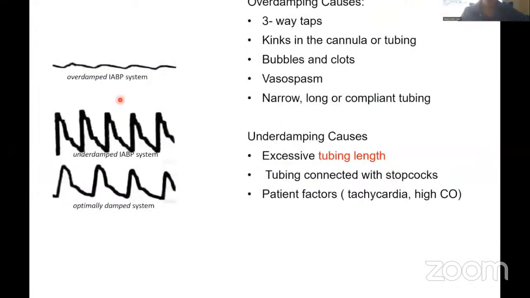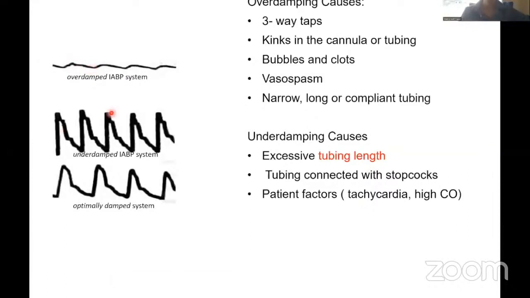In case this damping is more than 1, it is called the overdamped IABP. This system will not oscillate freely, and the details such as the dicrotic notch will be lost. It will not overshoot, but will tend to underread the systolic blood pressure and overread the diastolic blood pressure. This is called the overdamped system.